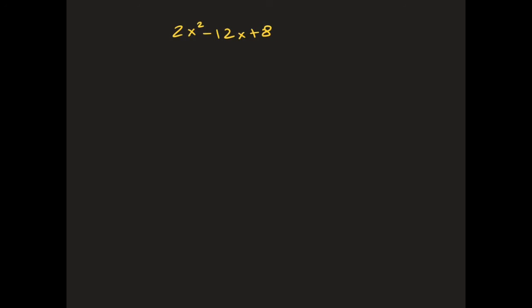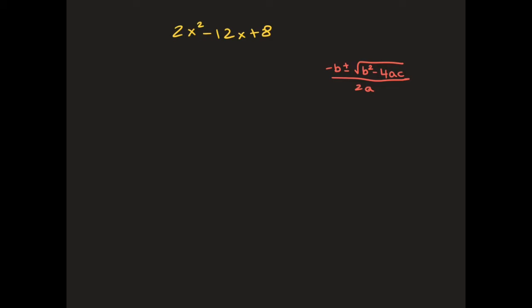Hello, in this video I will show you how to solve this problem using the quadratic formula. So the quadratic formula looks like this: minus b plus or minus square root of b squared minus 4ac, divided by 2a.